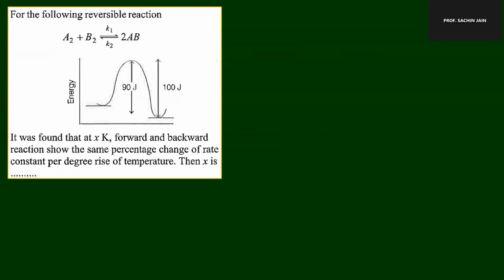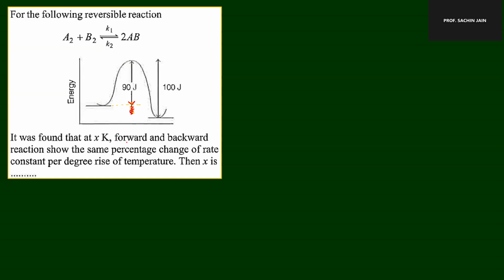Next, a good question. For the following reversible reaction, A2 plus B2, with K1 and K2, giving you 2AB. What is this value, 90 joules, given? It is the activation energy of the forward reaction, and 100 is the activation energy for the backward reaction. So delta H will be minus 10, indicating the reaction is exothermic. ठीक है, तो इतना ऑब्जर्वेशन हो जाएगा.